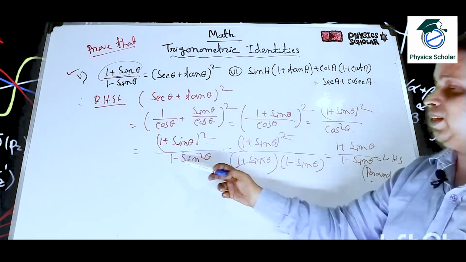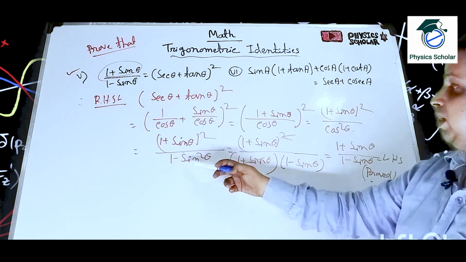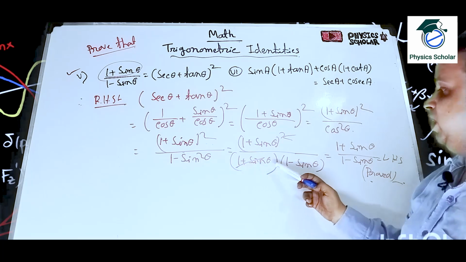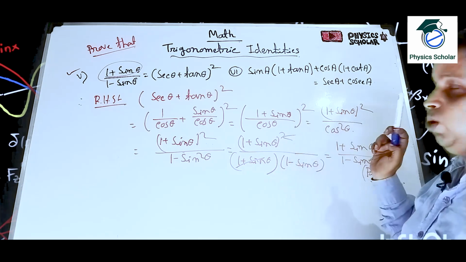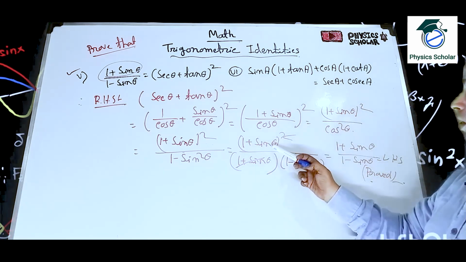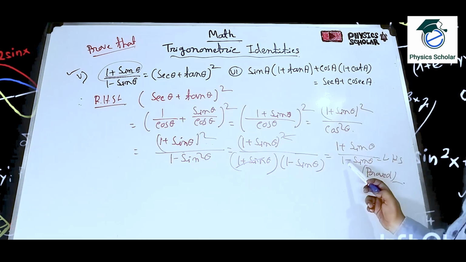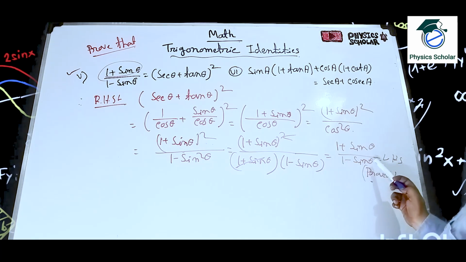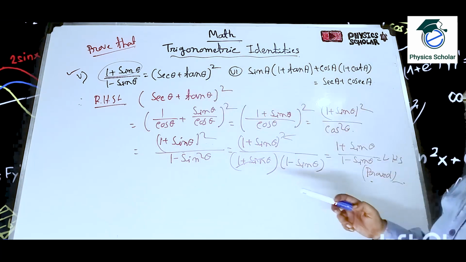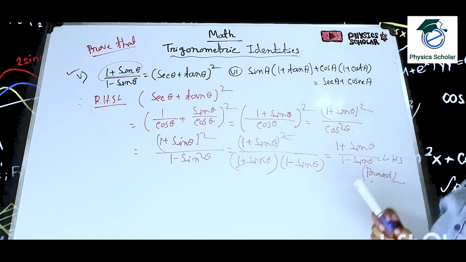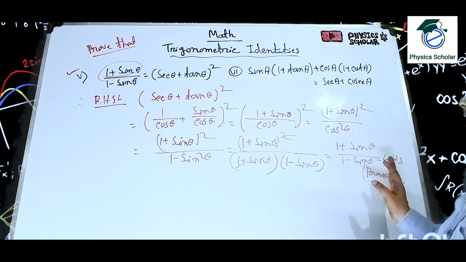So (1 plus sin theta) whole square divided by cos square theta, and cos square theta means 1 minus sin square theta. So 1 minus sin square theta we can write as (1 plus sin theta) into (1 minus sin theta), a plus b into a minus b. So this and the square will be cancelled. The numerator will then be 1 plus sin theta divided by 1 minus sin theta. So that is what we have as the left hand side. So proved. Clear? I hope you have understood this.